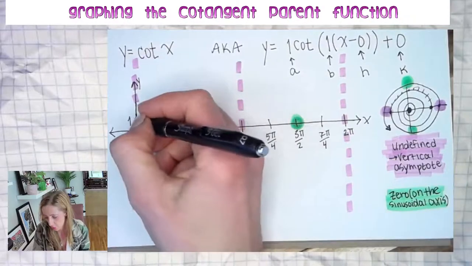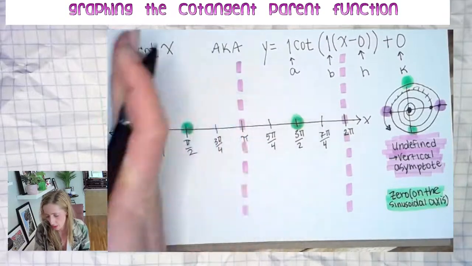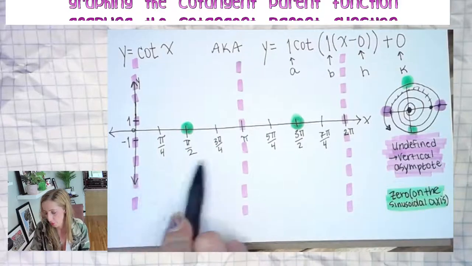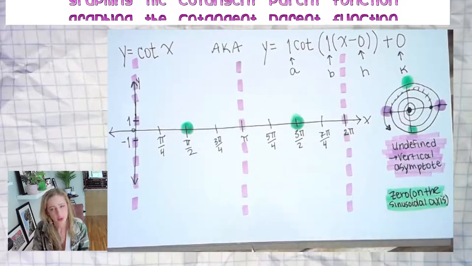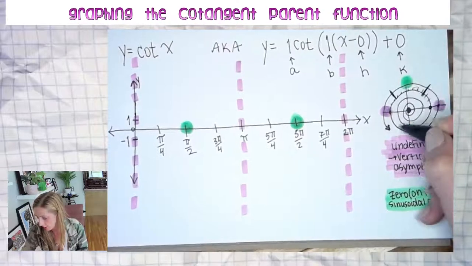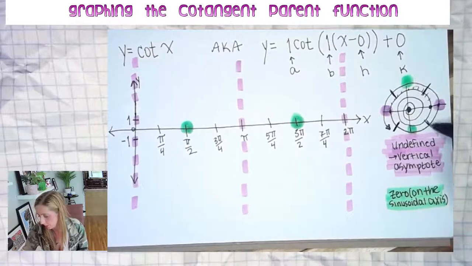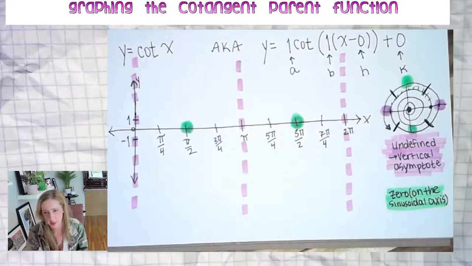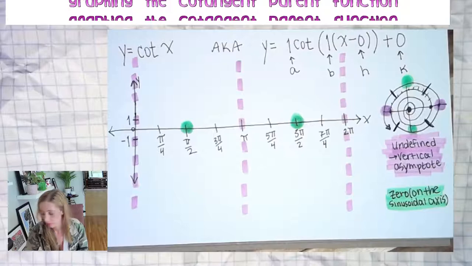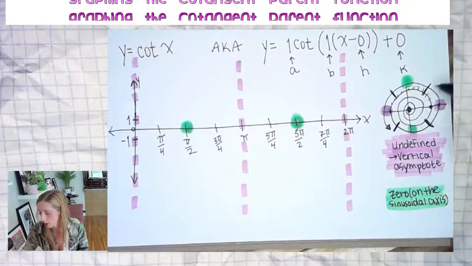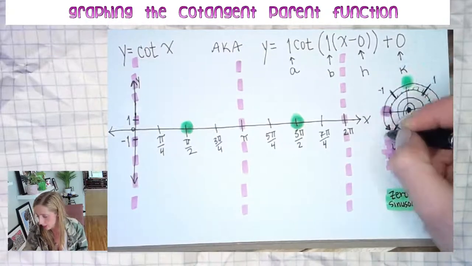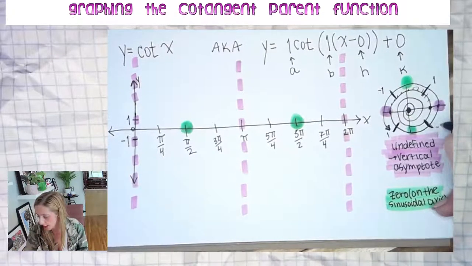We're sharing that it's 1 and negative 1 on the y-axis, and we have these tick marks left: pi over 4, 3 pi over 4, 5 pi over 4, and 7 pi over 4. That's here, here, here, and here. What do we know about cotangent in those places? It's 1 and negative 1. Right. And they're positive and negative in the same places. So it's positive 1, negative 1, positive 1, negative 1.